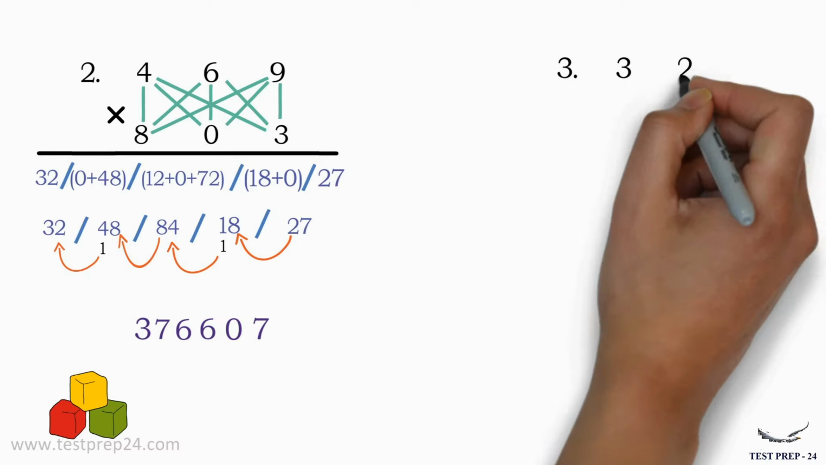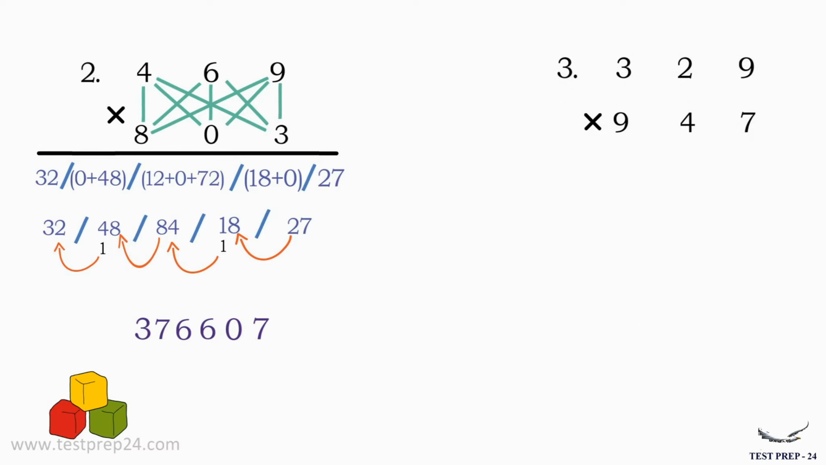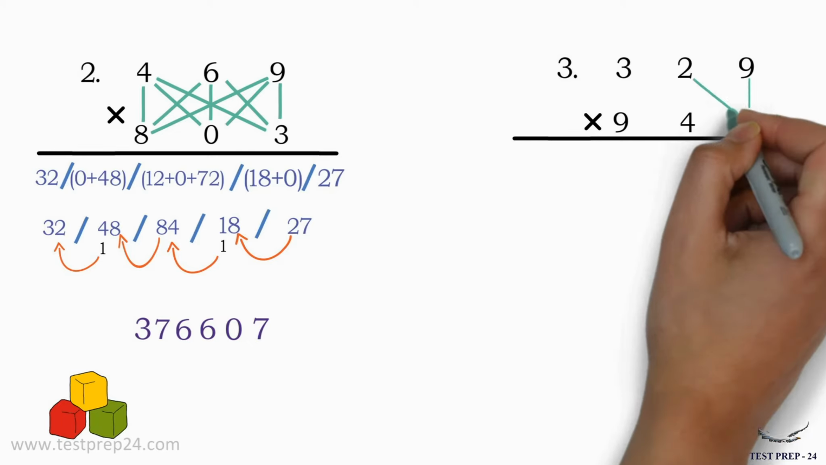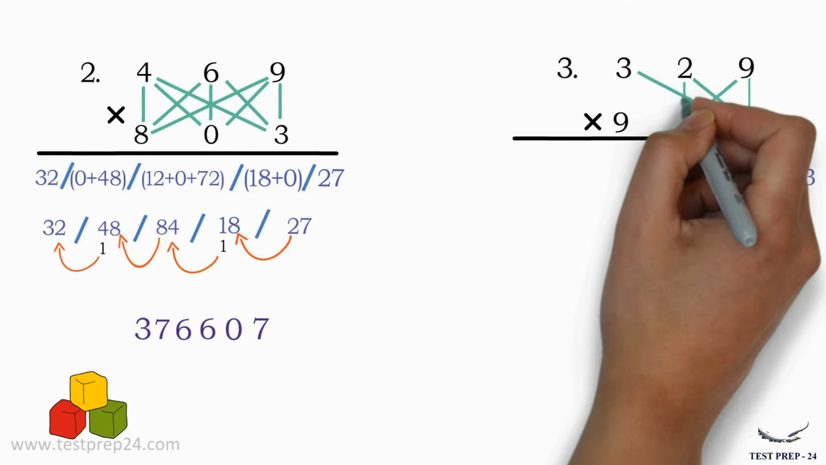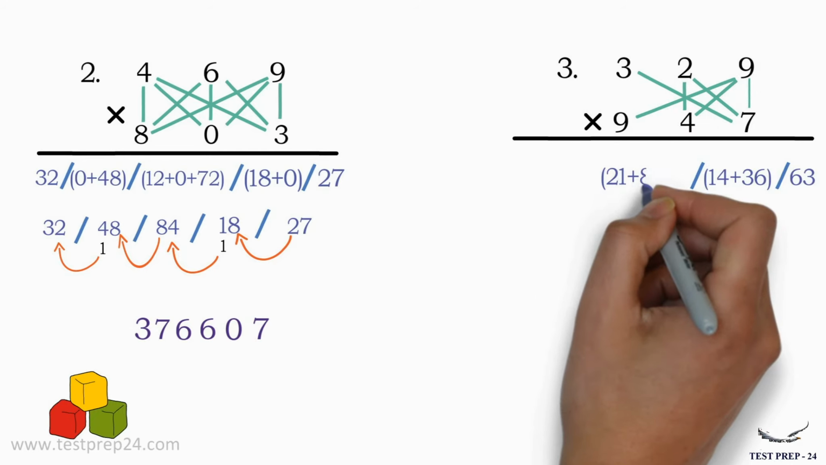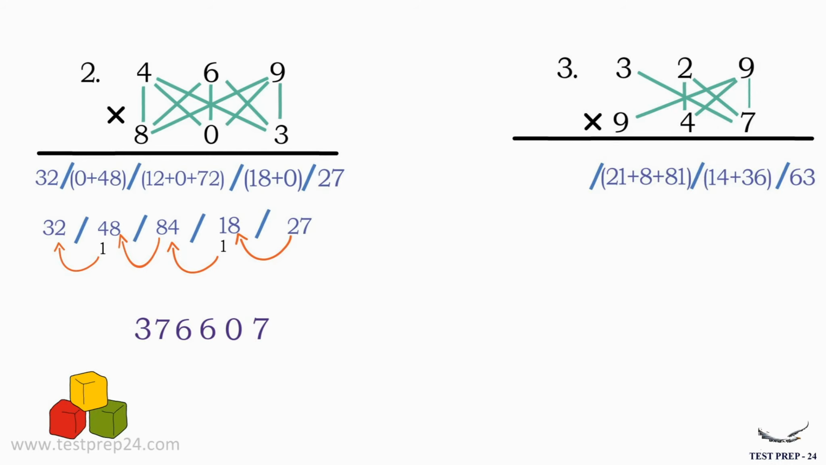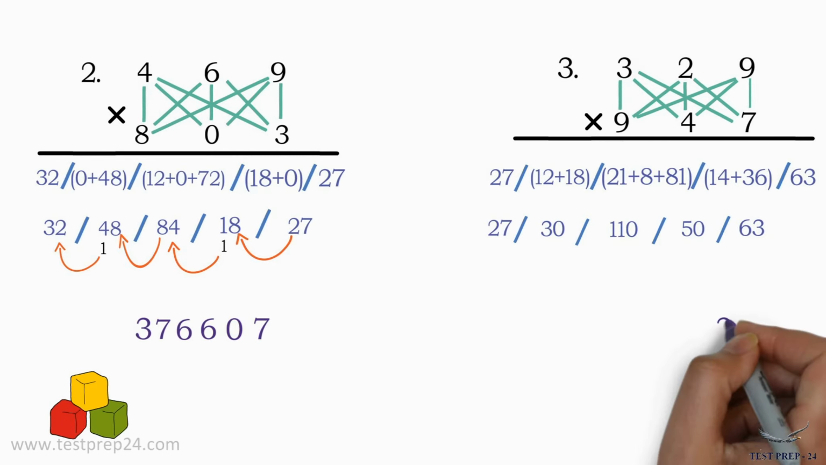So coming to the next example, what is the product of 329 multiplied with 947? So first one, 9 into 7 is 63. Then for the second part, 2 into 7 is 14 plus 9 into 4 is 36. Then 3 into 7 is 21 plus 2 into 4 is 8 and 9 into 9 is 81. Slash, next one is 3 into 4 it is 12, 2 into 9 it is 18 and lastly 3 into 9 is 27. So now you can see it is 27 slash 30 slash 110 slash 50 slash 63.